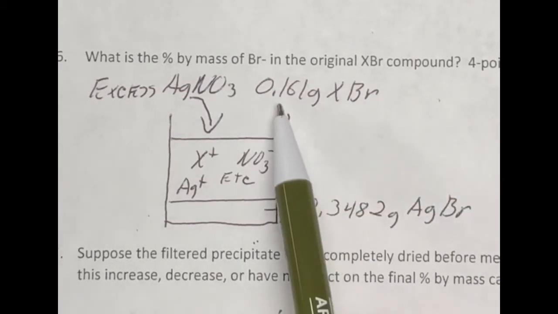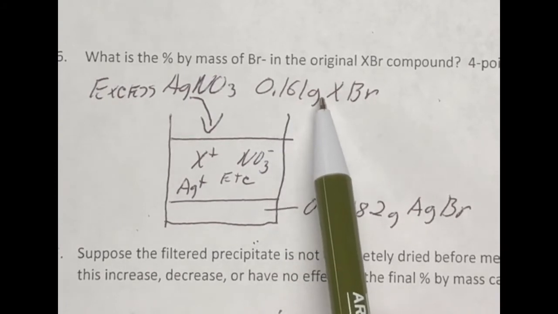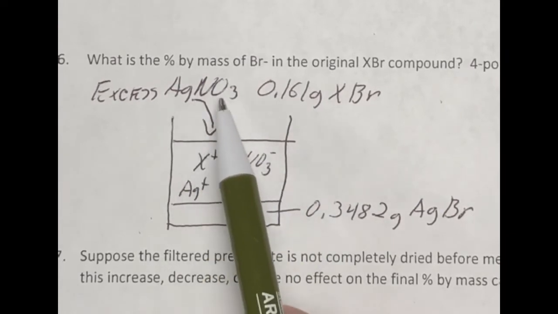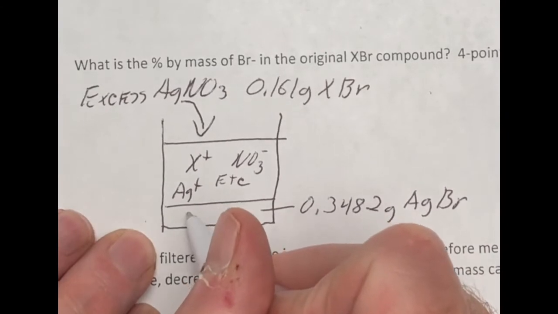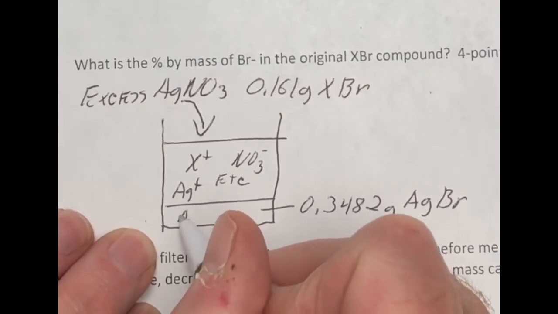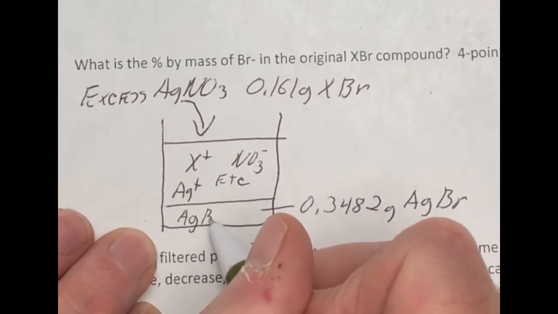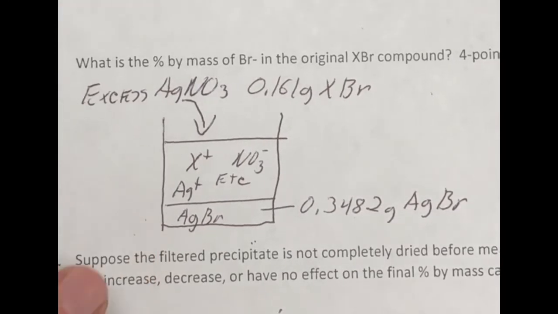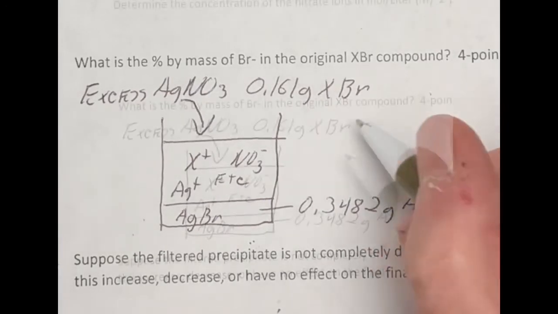Well, notice we have the original mass of XBr, and there it is. We put it into the solution, it ionized, and we add the aqueous silver nitrate. The silver, the Ag+, precipitated out the Br minus, making this solid precipitate, and then we do have the mass of that. So percent by mass is going to be the percent by mass of this.